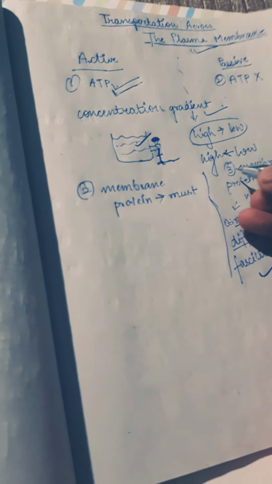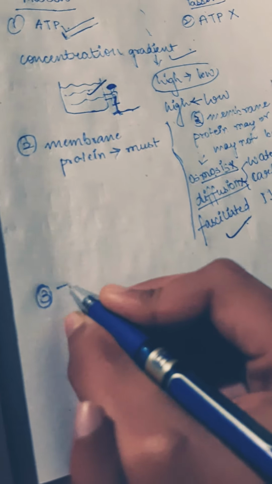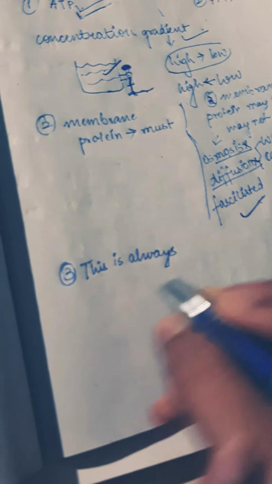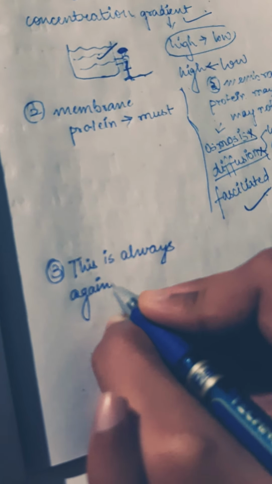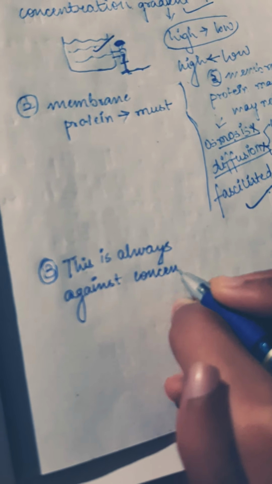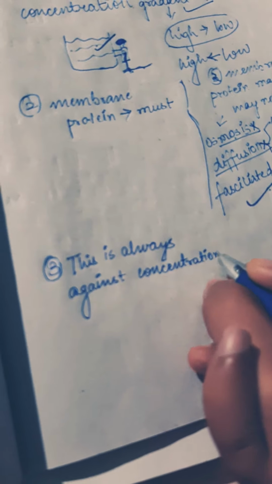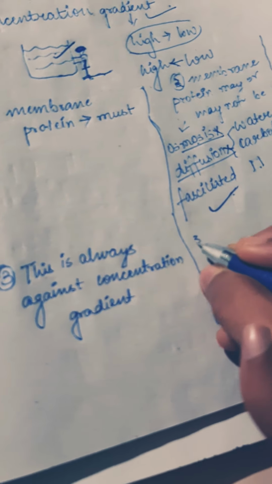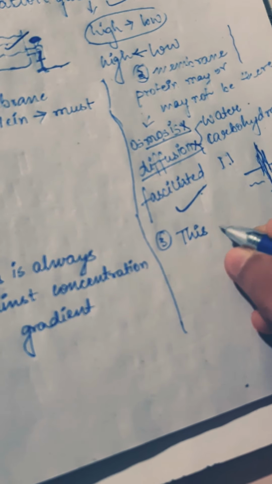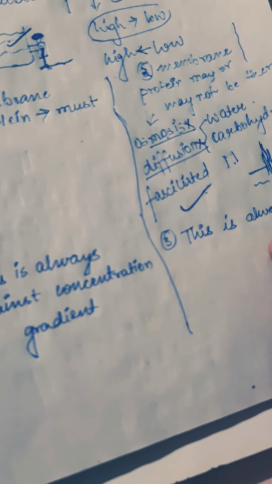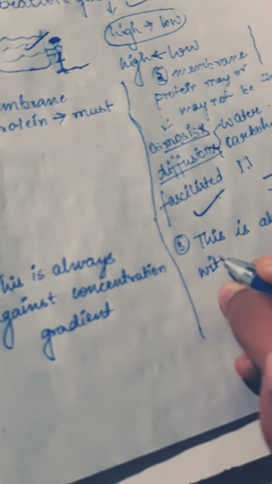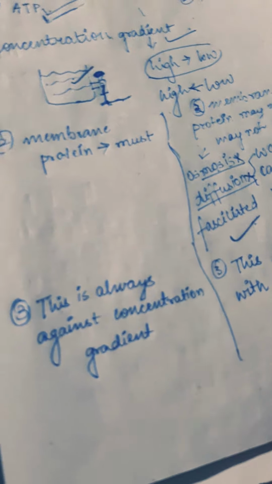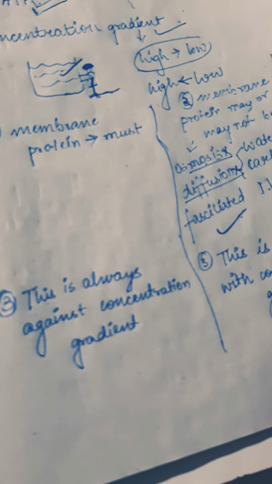And one more point you can add: active transport is always against the concentration gradient, and passive transport is always with the concentration gradient. So this is all about the transport system.